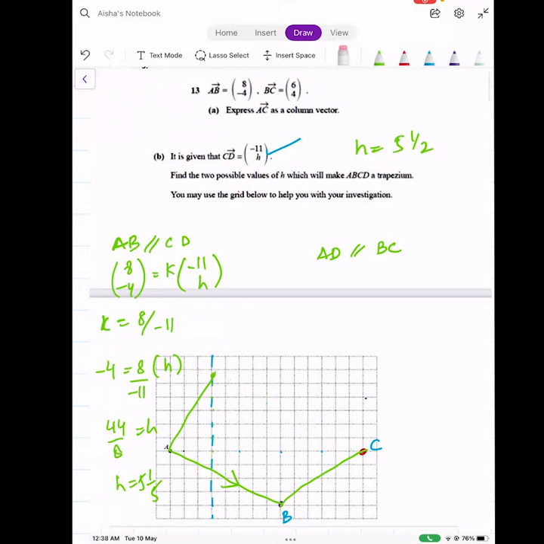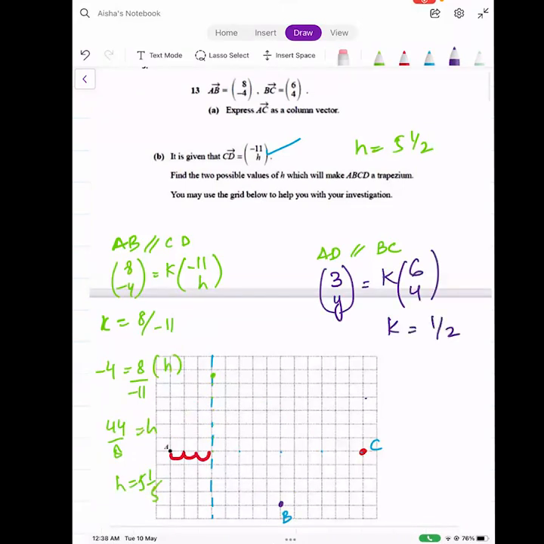Another value of H is going to be where AD is parallel to BC. What is AD? You will have to find out. AD is going to be 1, 2, 3. The 3 will be on the x-axis, but you don't know what the y-axis is going to be. It equals K times BC, which is 6, 4. If K comes out to be 1 upon 2, you put in 1 upon 2 here, the y value comes out to be 2. So 1, 2. So this will make AD parallel to BC, and this will make a trapezium.